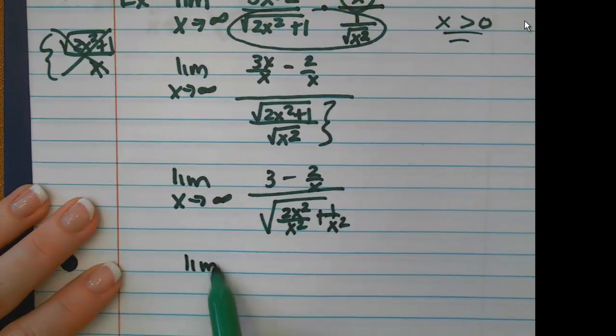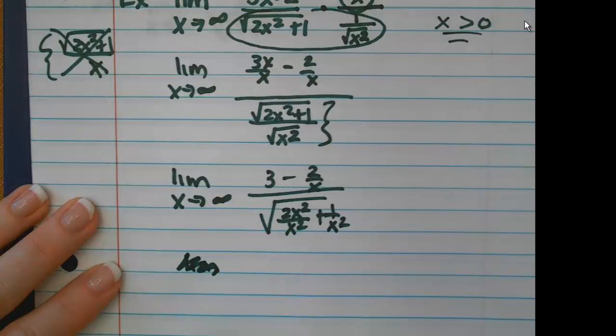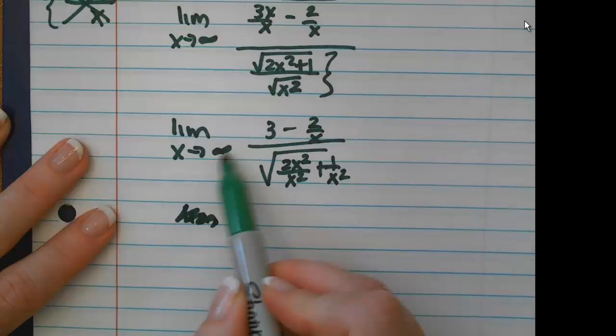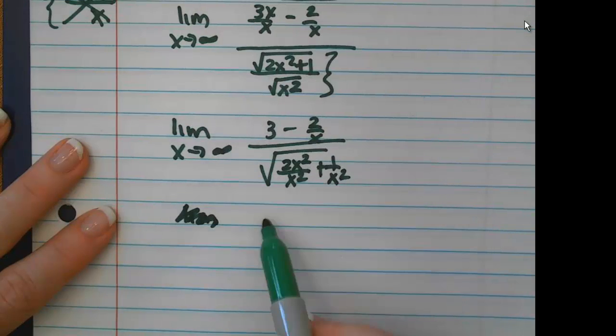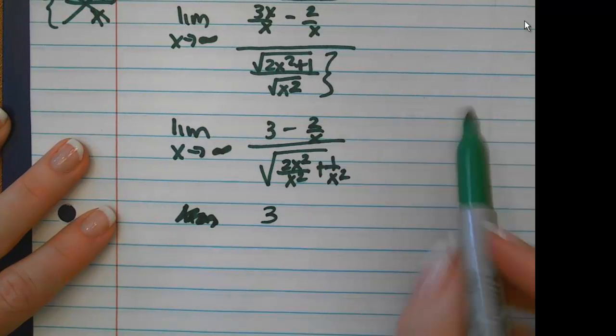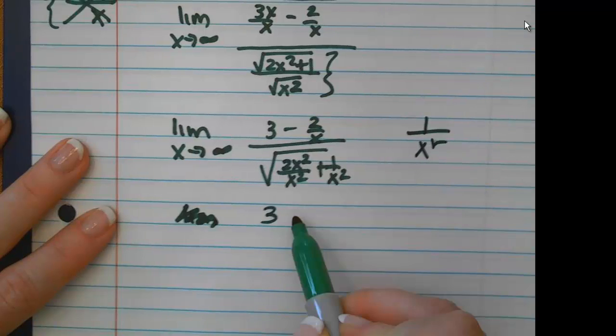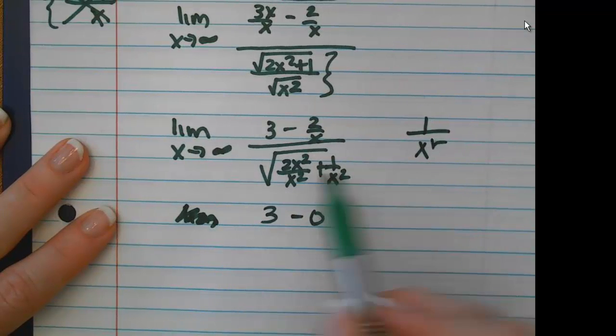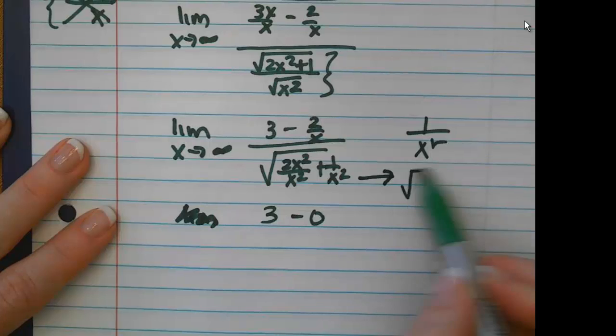All right, so now I'm going to start evaluating the limit. I don't need my limit notation anymore. The limit as x approaches infinity of 3 is just 3. The limit as x approaches infinity of 2 over x is of the form 1 over x to the r, so that's 0.